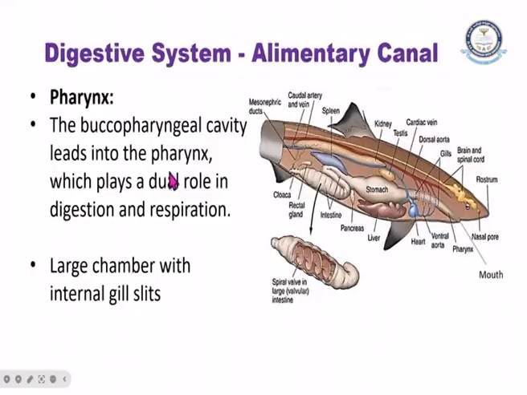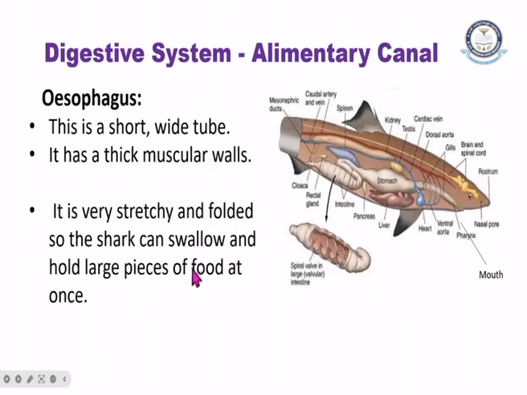Coming to the next part of the alimentary canal, the mouth leads into the pharynx. The mouth leads to the buccopharyngeal cavity; buccal means mouth and pharyngeal means pharynx. So this is the connection between the mouth and the pharynx. The buccopharyngeal cavity leads into the pharynx, which plays a dual role in digestion and respiration. It is involved in both digestion and respiration. A large chamber with internal gill slits is present in the pharynx.